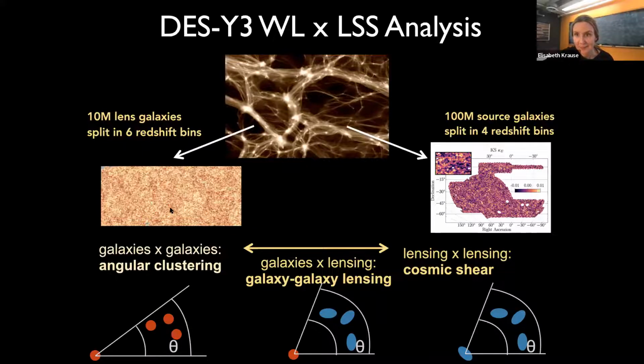We also have 100 million galaxies for which we measure shapes. This fainter sample has poorer redshift accuracy, so we only split it into 4 tomographic bins. And from this weak lensing survey, we measure the correlation of galaxy shapes, that is cosmic shear, and also the cross correlation between lensing and galaxy clustering, that is galaxy-galaxy lensing. This basically then allows us to weigh the halos hosting our lens galaxies.